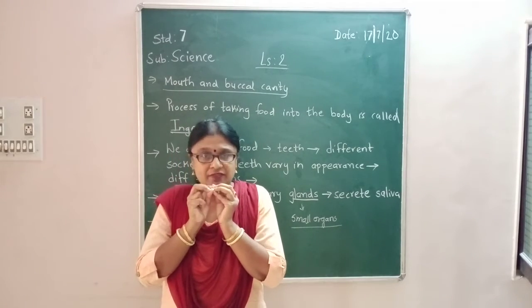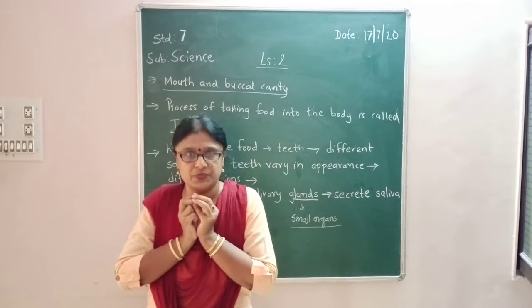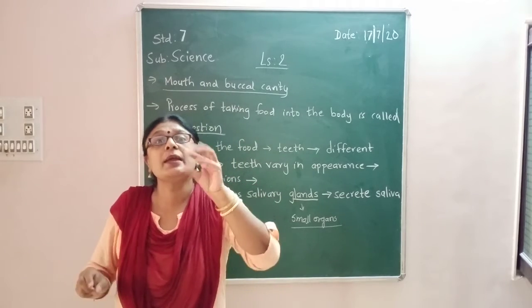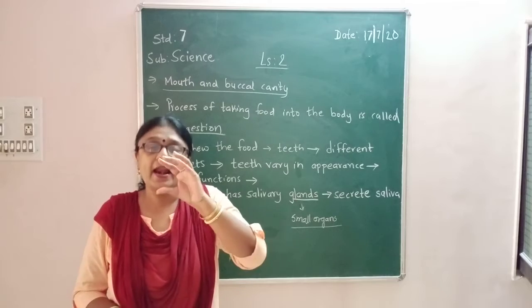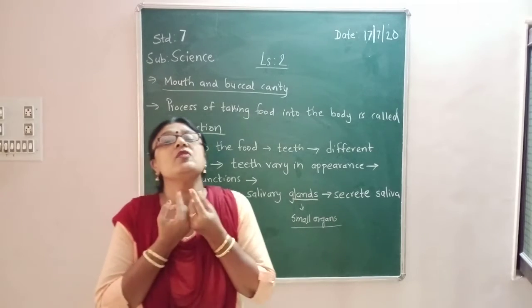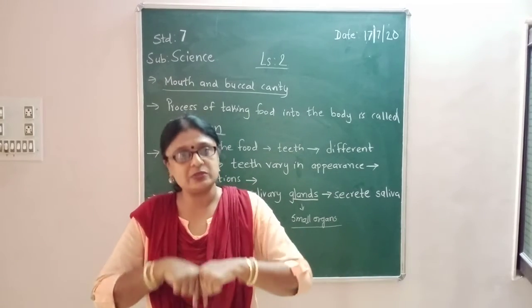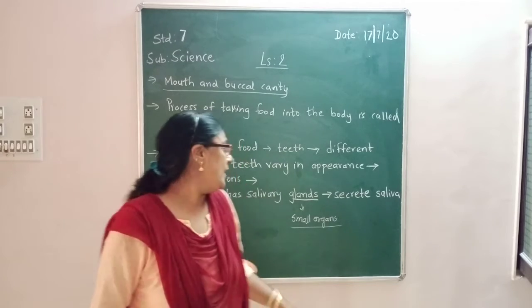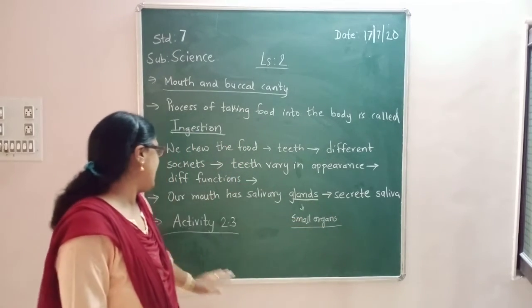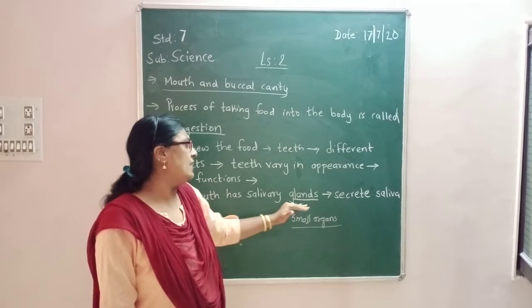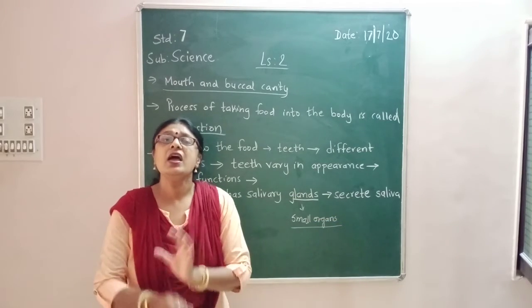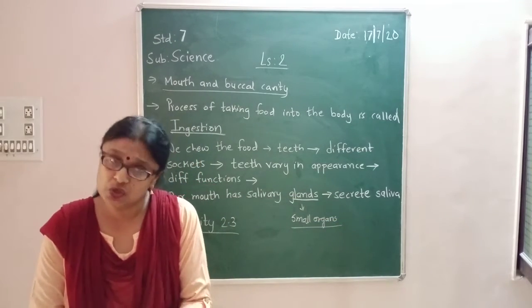When it gets mixed with the food, what happens? The food we have taken becomes loose. It becomes soft. And as it becomes loose, it will be very easy for us to swallow it. Right? So the salivary glands secrete saliva which makes the food very soft, right?